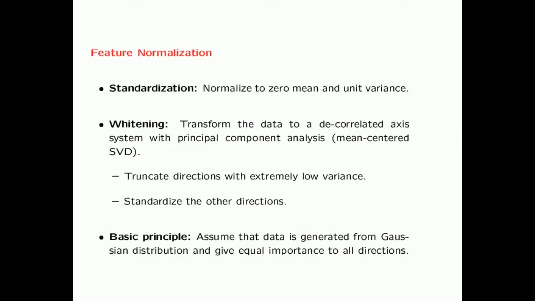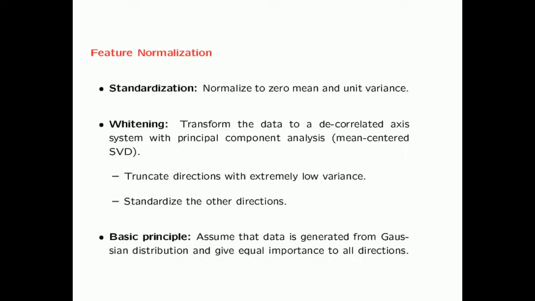The other issue is that of feature normalization. In feature normalization, there are two types that are used. One is standardization, where you normalize each feature to zero mean and unit variance. The second is whitening, where you use the correlations among different attributes. In whitening, you transform the data to a decorrelated axis system with principal component analysis. Principal component analysis is essentially a mean-centered version of SVD, which you have seen in previous lectures.